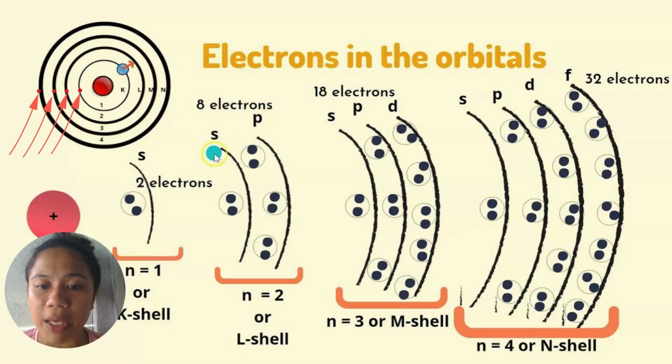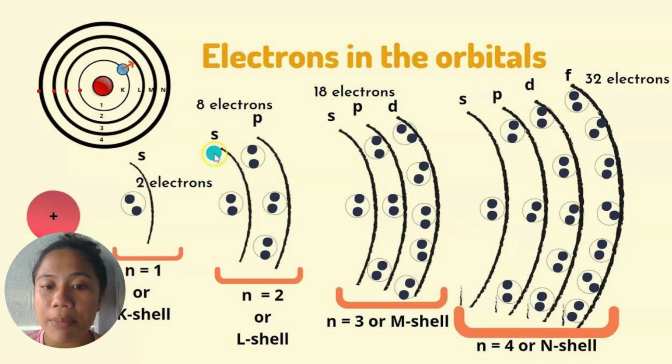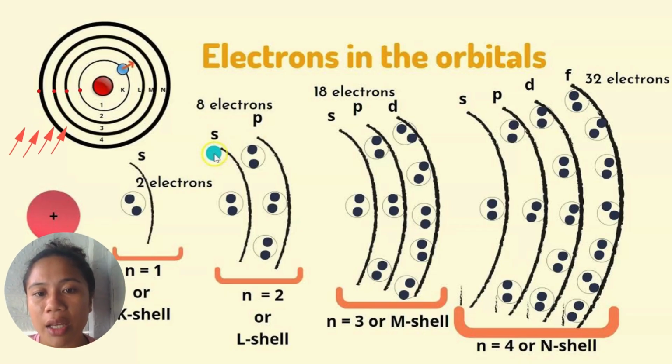How about P subshell, ma'am? It says it can carry a maximum of six electrons. How about if it will only carry one electron, ma'am? Is that possible? Is that qualified? Yes, as long as it will not carry seven electrons, because the maximum for P subshell is only six electrons.